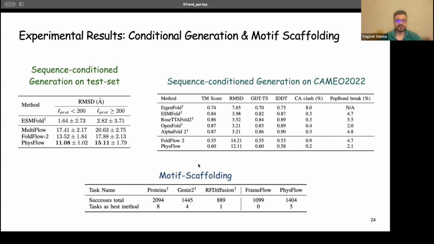And lastly, we have one motif scaffolding experiment where we have a certain motif as a conditional input, and we want to generate the whole protein around it. And we compare it to standard methods like frame flow, RF diffusion, Proteina. Here also the Proteina, Genie 2, and those are trained on much larger data sets, so we can't have a fair comparison. But we found out that our method is able to beat even Genie 2 and RF diffusion in having more successes in the task as the best method.